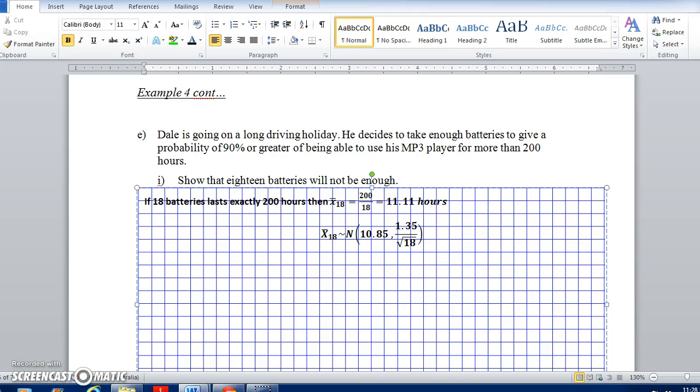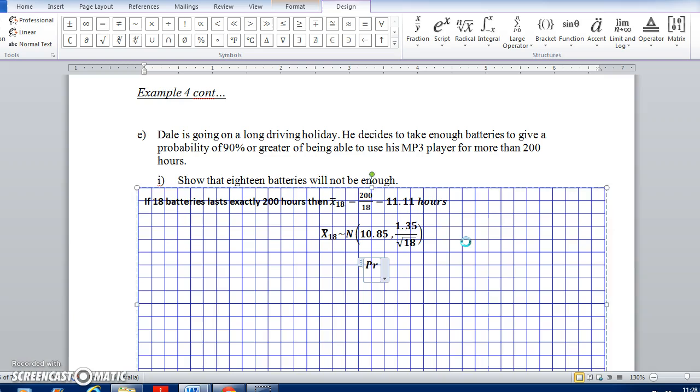So we want to know the probability of the total time being greater than or equal to 200. So that's going to be equal to the probability that a particular sample of 18 batteries has a mean greater than or equal to 11.11.